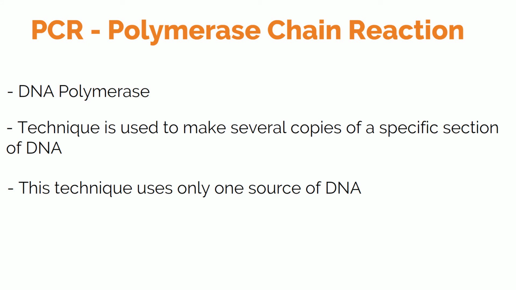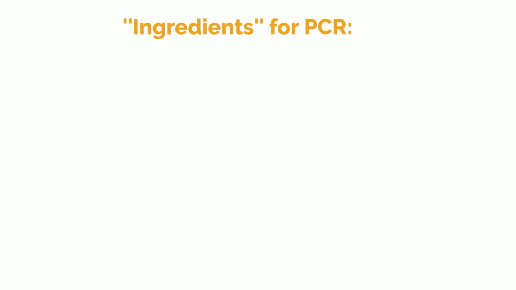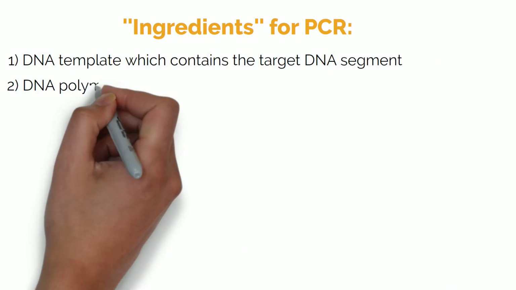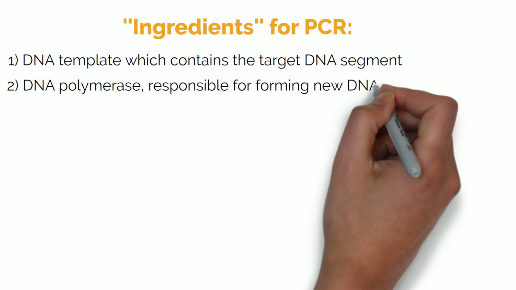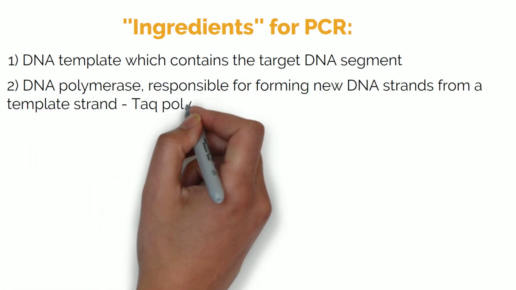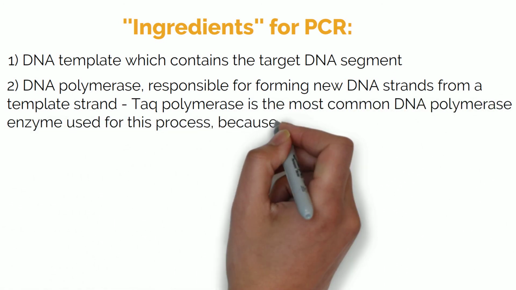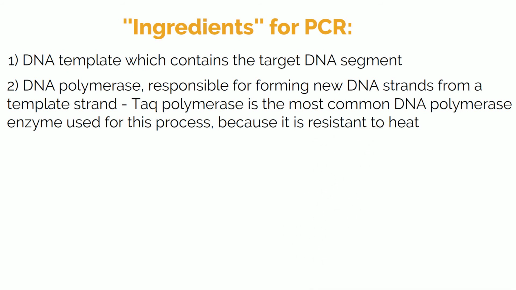So let's introduce the ingredients for this process. The DNA template, which contains the target DNA segment, DNA polymerase, which is responsible for forming new DNA strands from a template strand. Taq polymerase is the name of the most common DNA polymerase enzyme. As you know, enzymes are sensitive to heat, but some are more than others. Taq polymerase is an enzyme which belongs to the DNA polymerase group of enzymes, and it is especially resistant to heat, which is important as heat is used for this process.